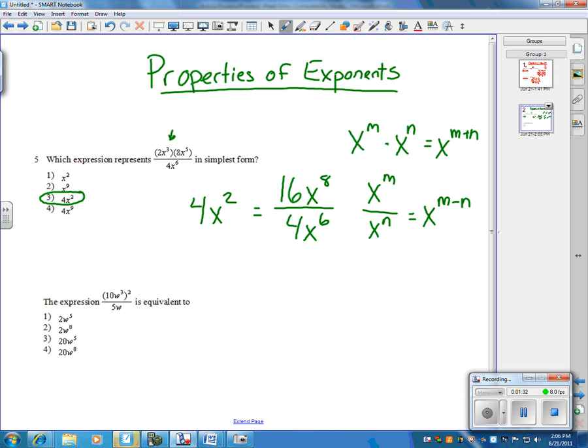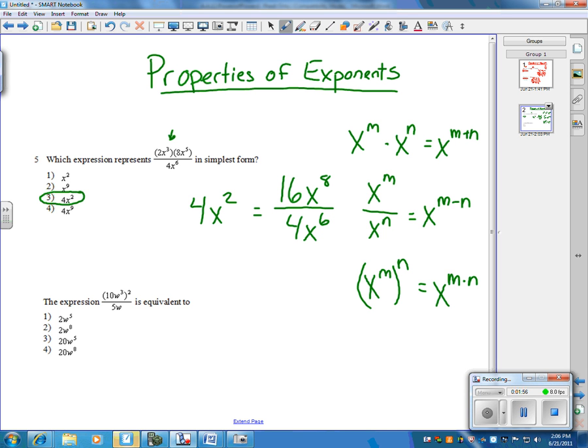Now the second one has another property, and it's when you have a power of another power. So the other one is if you have a power and then you have that whole power raised to another power, what this means is you're going to be multiplying m times m because you have that many of those exponents. So to display this, I'll take the 10w to the third.